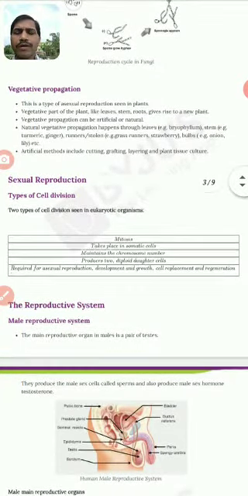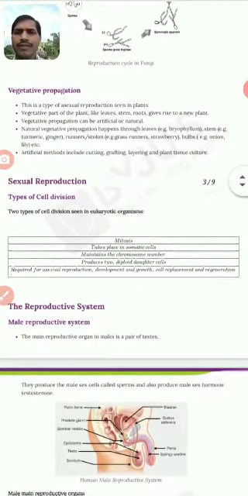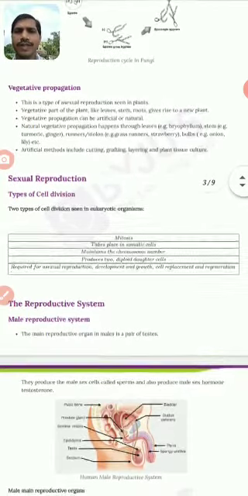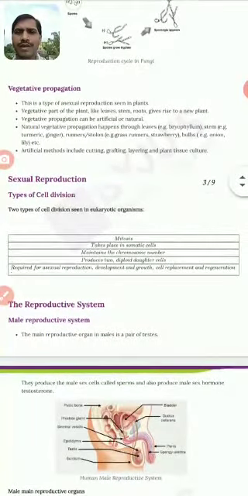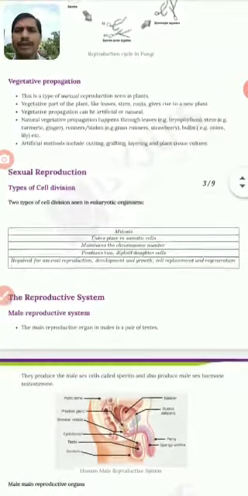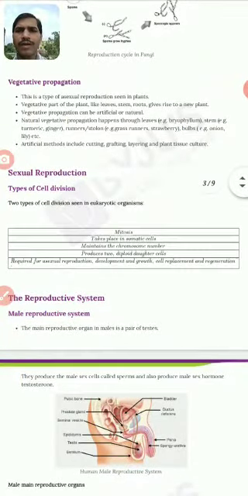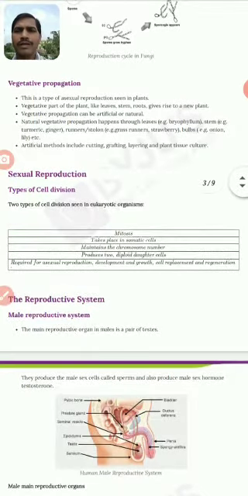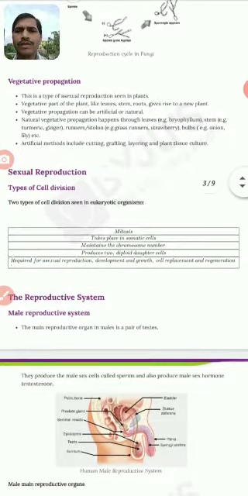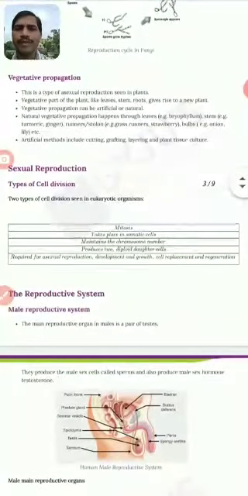One important method of asexual reproduction is the artificial method, that is cutting, grafting, layering, and plant tissue culture. So let us discuss cutting. In cutting, for example in sugarcane, the nodes of the sugarcane which can produce buds are planted 3 centimeters below the ground, and in due course of time it germinates into new plants.